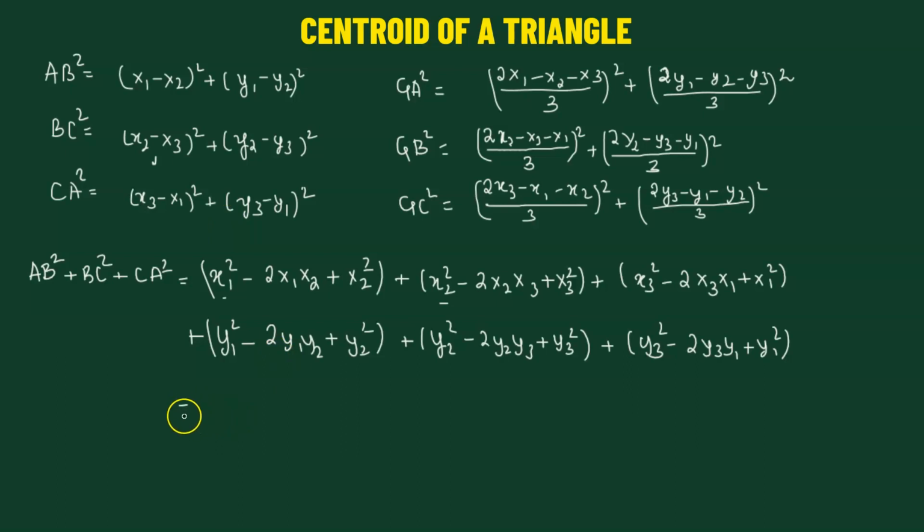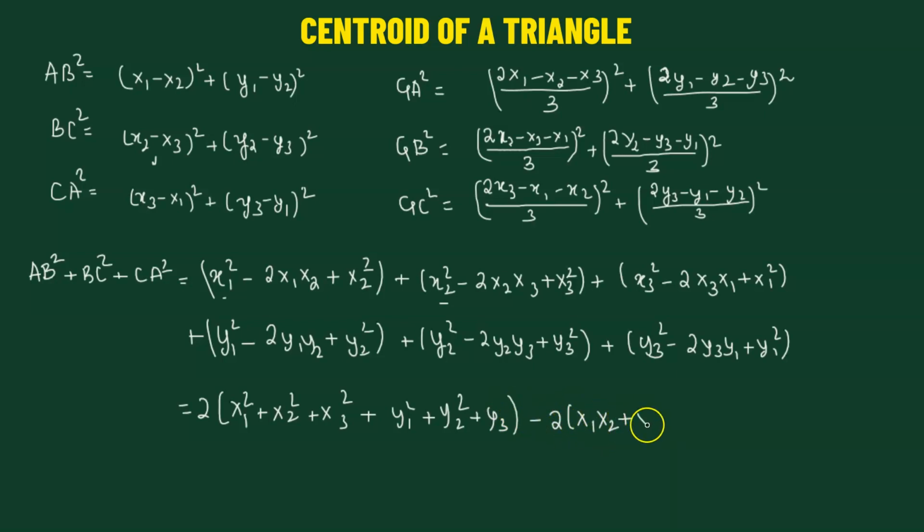So now combining the like terms, we get 2 times (x1 squared plus x2 squared plus x3 squared plus y1 squared plus y2 squared plus y3 squared), and we have negative 2 times (x1 times x2 plus x2 times x3 plus x3 times x1 added to y1 times y2 plus y2 times y3 plus y3 times y1). So that's the expression for AB squared plus BC squared plus CA squared.